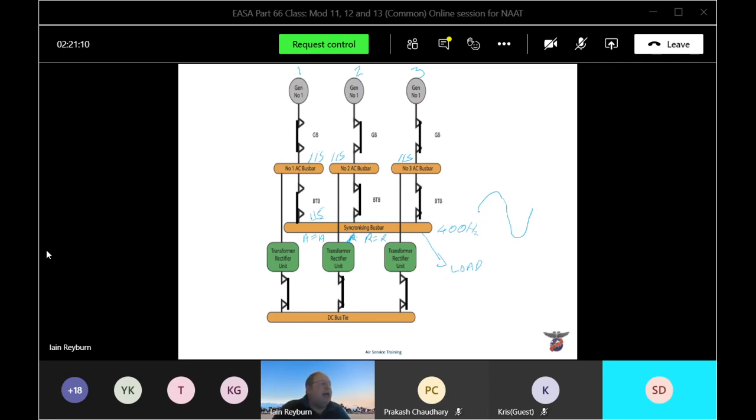But let's say now one has a 410 hertz frequency. You can see what's happening now. At one point, we're going to get too much voltage, and at another point, we're going to get too little. But let's say now we are measuring 410 hertz on the synchronizing bus bar. So basically one of these generators must be producing a frequency of 410 hertz.